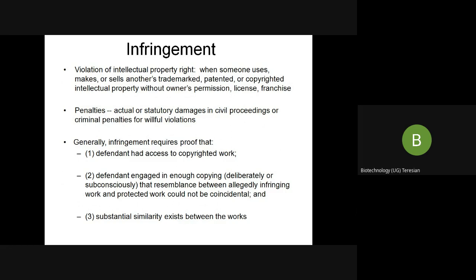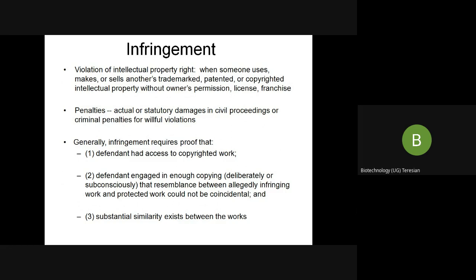The defendant has access to your copyright work. So whoever has infringed, does he have your work, or did the defendant engage in enough copying? He may not be copying the entire book or entire music but part of it. Maybe willfully he knows that it is wrong, but still he does it. And the resemblance between the allegedly infringing work and the protected work could not be coincidental, and substantial similarity exists between the works.